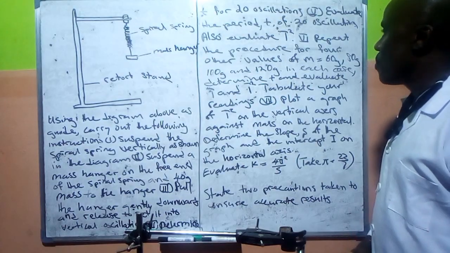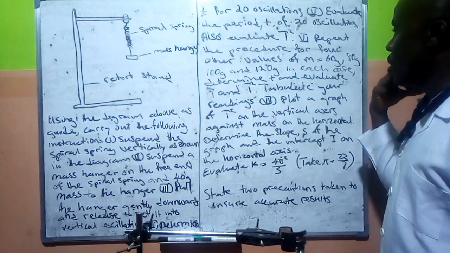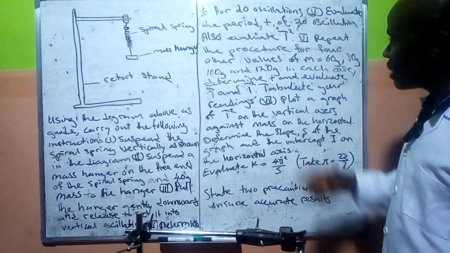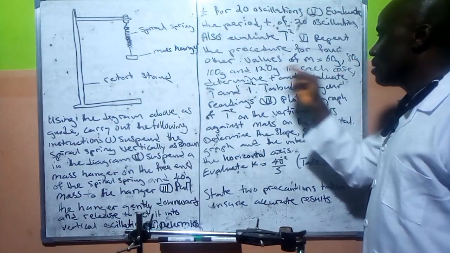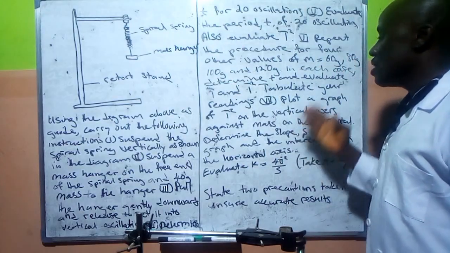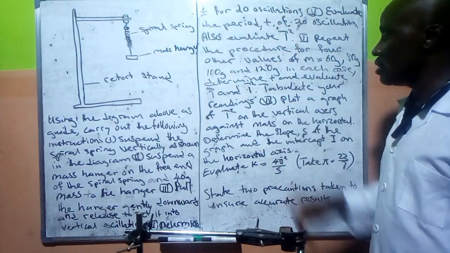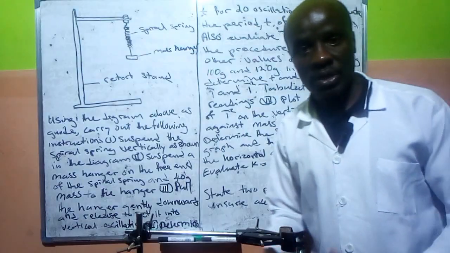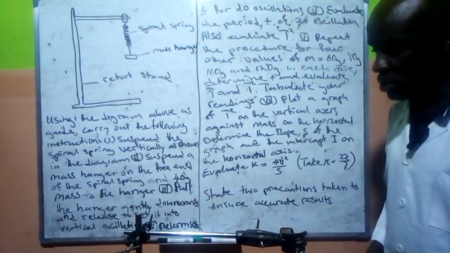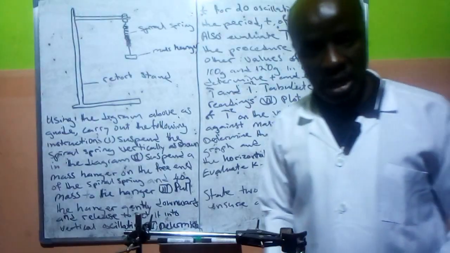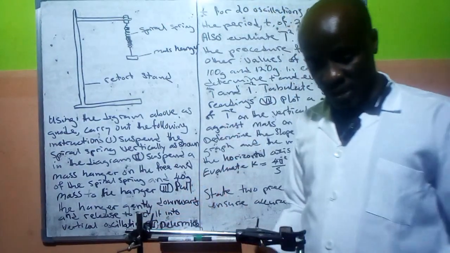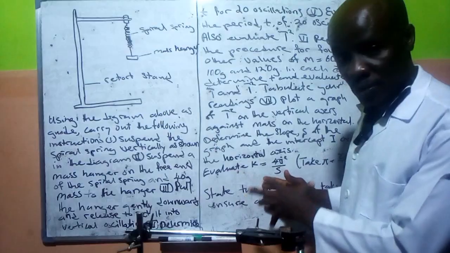Then repeat the procedure for four other values of M: 60, 80, 100, and 120. In each case, you repeat all these things, you get the period squared, and then the time for 20 oscillations. So I'm going to show you how this thing is going to look like. Although I've already done this practical, so that we might not be spending so much time.